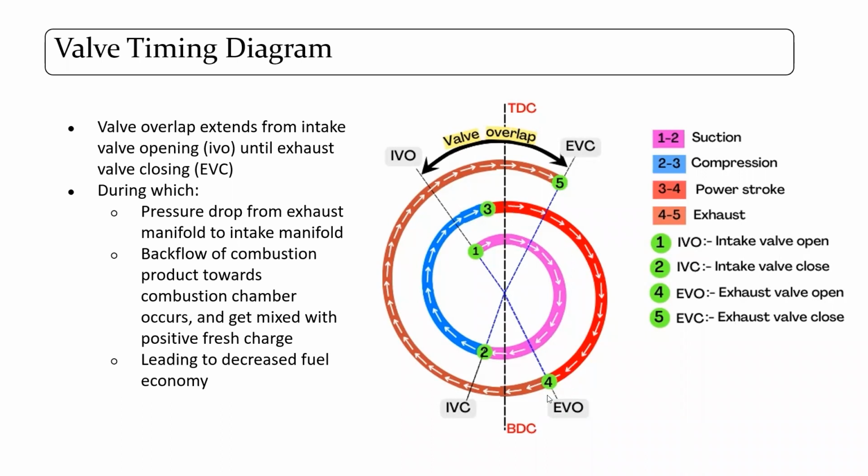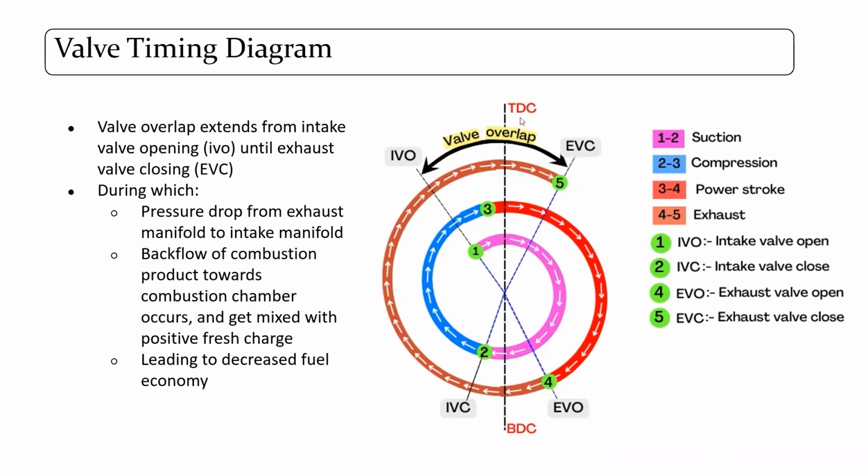This is the only stroke during which the power is generated. The inlet valve opens here, and the exhaust valve opens here, and the exhaust valve closes after some time. That means the inlet valve is opening before TDC, so the petrol mixture or the diesel will come inside, and this exhaust valve is opening after TDC. I think you got it.